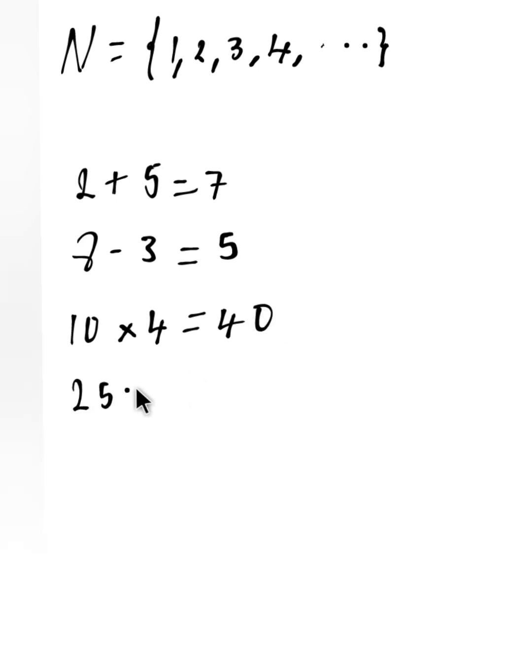And 25 divided by 5 gives us 5. So, when dealing with the binary operation, it works on a set. It works on a given set where we combine two numbers to form a unique third number. But what we have done so far, we worked with the arithmetic operation. Apart from the arithmetic operation, we have other operations which we'll consider.